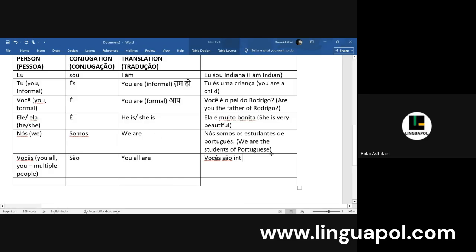Vocês são inteligentes. Can you tell me the meaning of this? You all are intelligent. Yes, you all are intelligent.